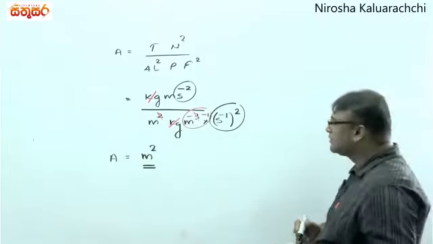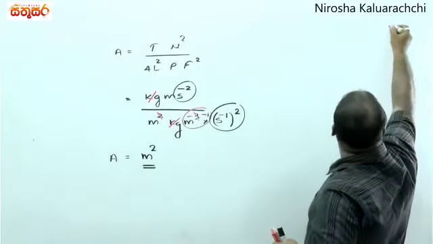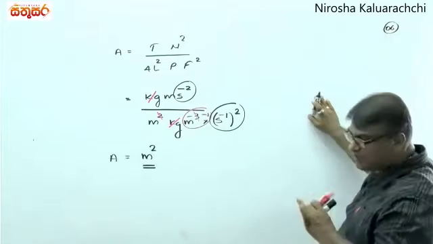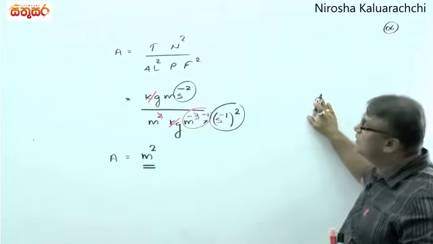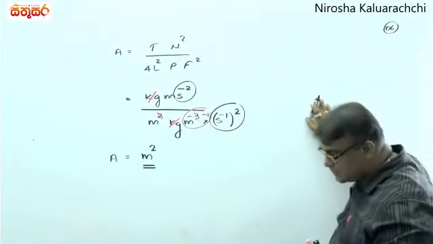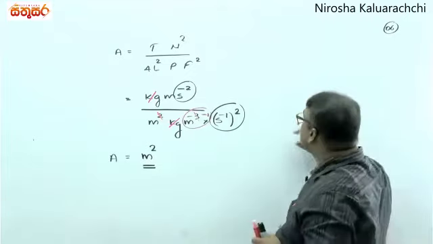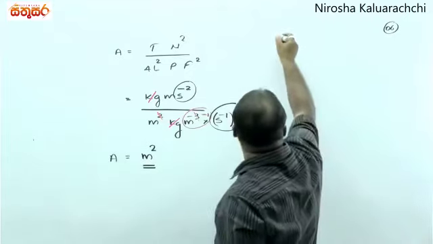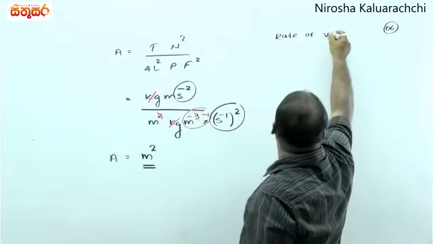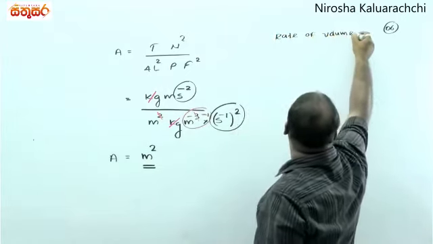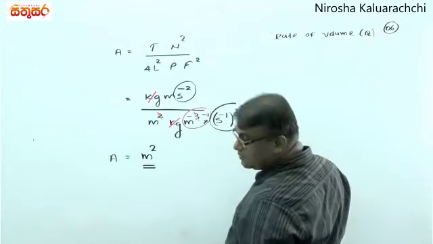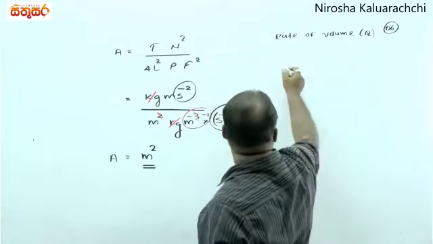Right. Number 6. Next question now. This one clear, okay? Now, one by one, we have to identify, right? Next, write down this. Rate of volume flow, bracket Q, related with the following equation.